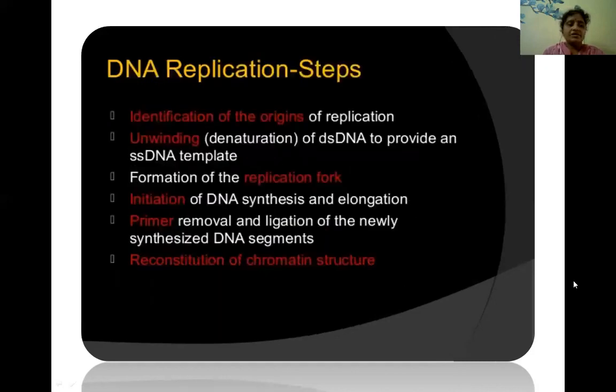Now, replication steps. These are the DNA replication steps. The first step is identification of the origins of replication. Next, unwinding, also known as denaturation of DNA, converting double stranded DNA to provide a single stranded DNA template. Next step is formation of the replication pore. Next, initiation of DNA synthesis and elongation. Next, primer removal and ligation of the newly synthesized DNA fragments. The last one is the reconstitution of chromatin structure.